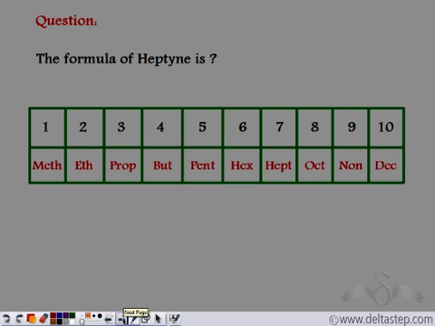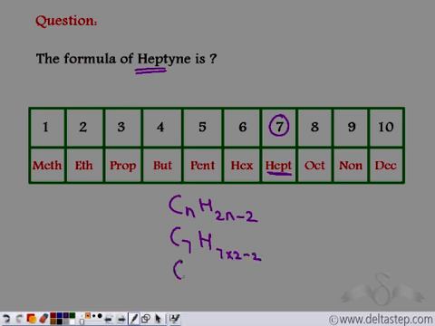Now the formula of heptyne. What is the formula of heptyne? We know hept means there are 7 carbon atoms. The general formula of the alkynes is CnH2n minus 2. Since we are talking of heptyne, we substitute n as 7. So we get C7H7 into 2 minus 2. So we get C7H12. So this is the formula of heptyne.